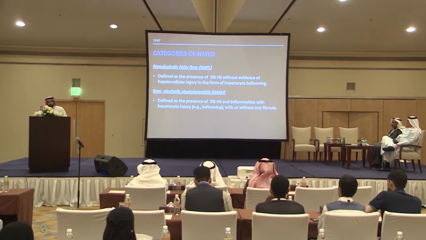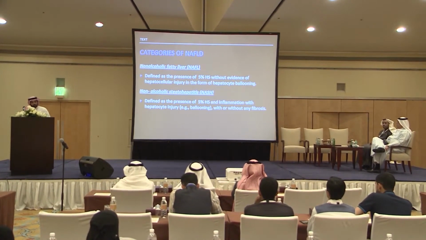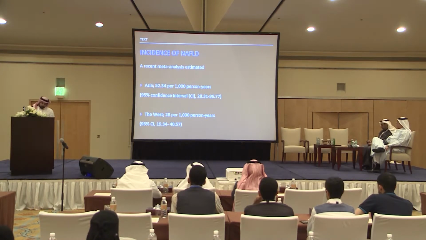The way we categorize fatty liver disease, we can categorize them into NAFL and NASH. Both of them need to have 5% hepatic steatosis. In NAFL, there is no evidence of hepatocellular injury. But in NASH, you do have evidence of hepatocyte injury, like ballooning, with or without fibrosis. That's the difference. This is what differentiates fatty liver from NASH.